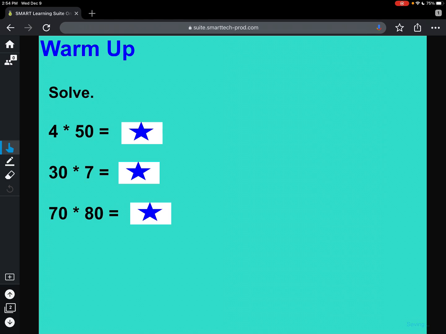Here's your warm-up. Go ahead and solve these 3 problems. You should be able to solve these very quickly. Write these answers down on your slate. Don't forget to look for that basic fact.